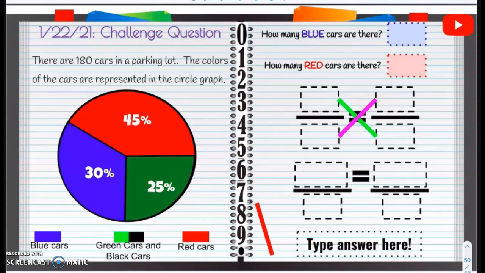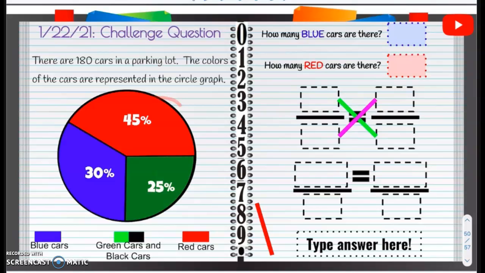All right, so there are 180 cars in a parking lot. The colors of the cars are represented in the circle graph. So down here, there's blue cars, which are 30%. Green and black cars are going to be 25%. And red cars are going to be 45%.